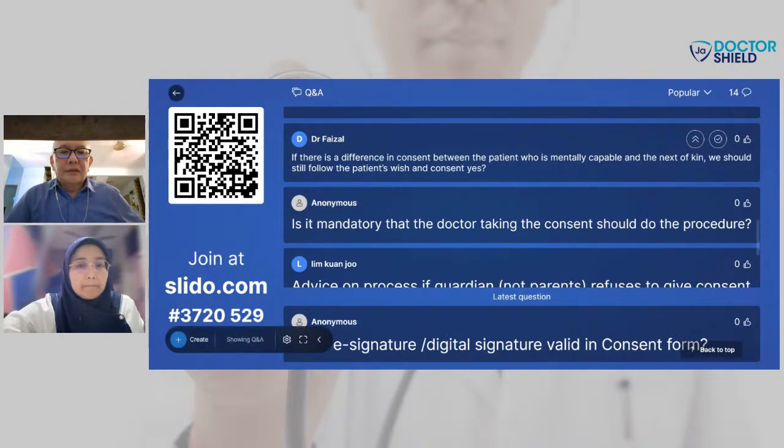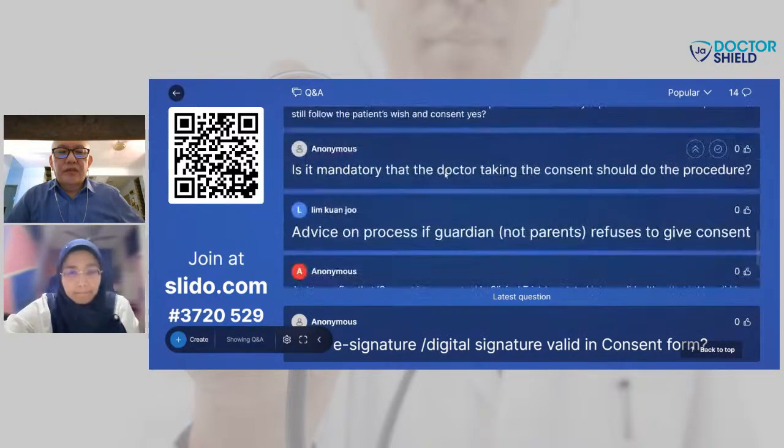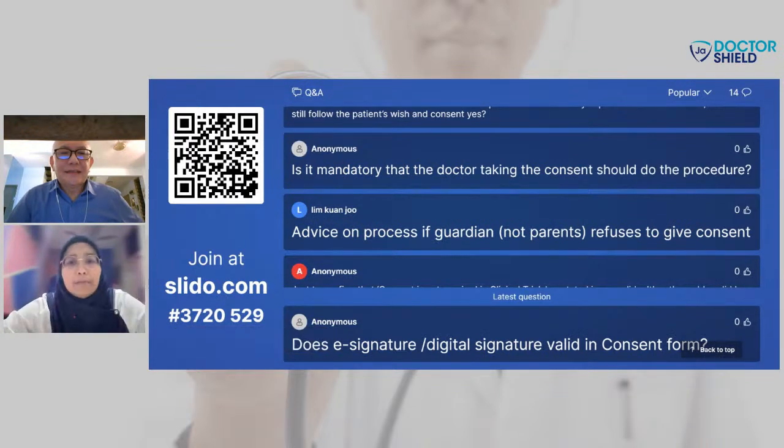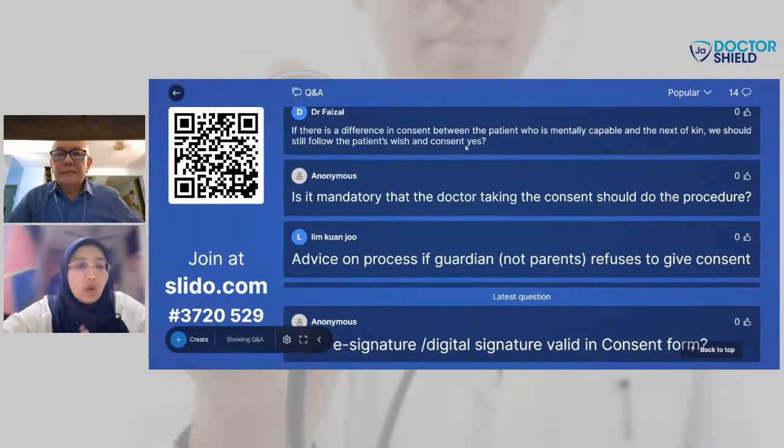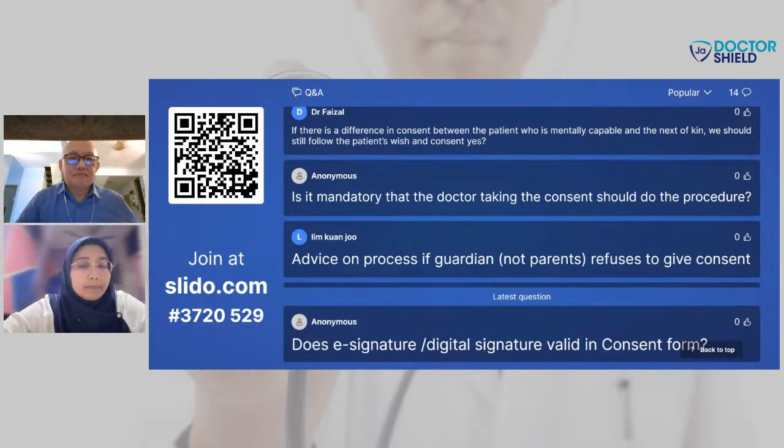Okay, thank you. Now, the next question, we have to move on because quite a lot of questions, is should the consent be taken by the doctor doing the procedure? Okay, for this, it depends on circumstances. Why is it the consent needs to be taken during the procedure? Why is it cannot be prior to the procedure? Can a surgeon, for example, delegate a junior doctor to take the consent? The surgeon is the one doing the procedure.